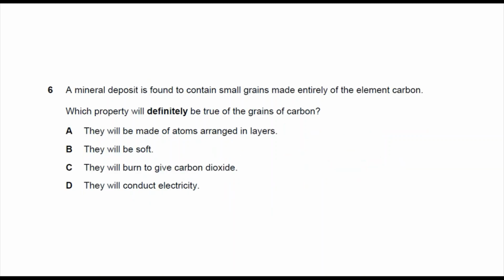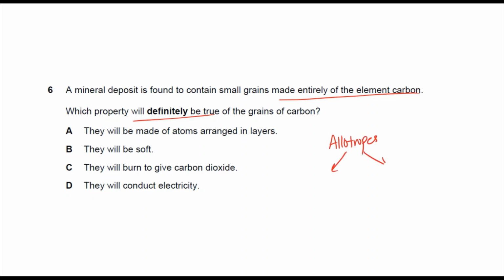Moving on. Question number 6. A mineral deposit is found to contain small grains made entirely of the element carbon, which means there's no other element present. Which property will definitely be true of the grains of carbon? So I'm looking at this sample of carbon and I have to be sure that this certain property will be there. How will I solve this? Well, for me, I will dive into the syllabus and look for something that can aid me here.